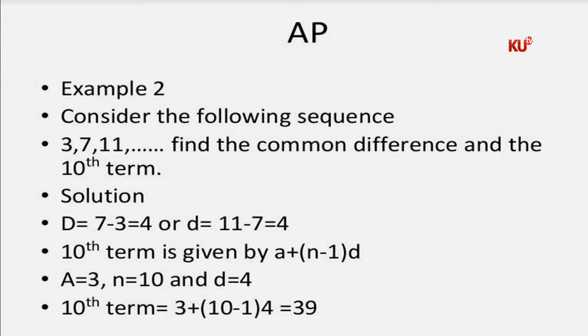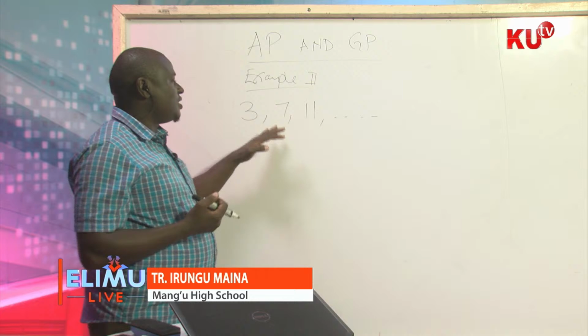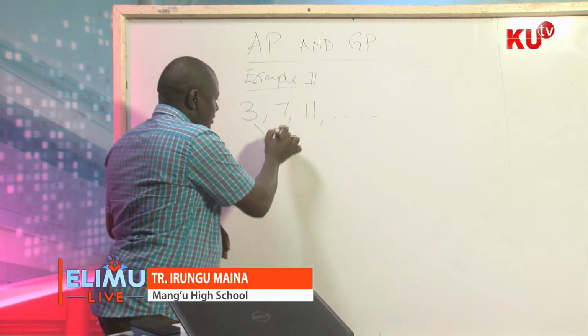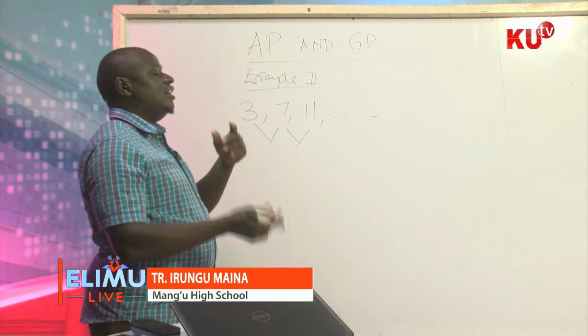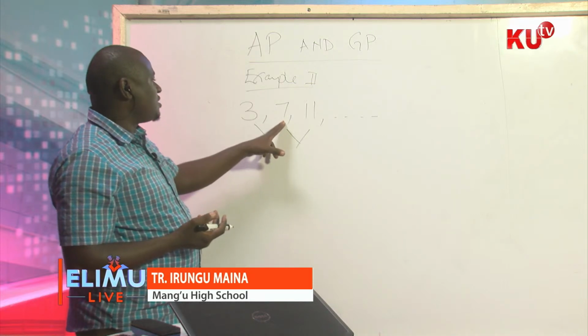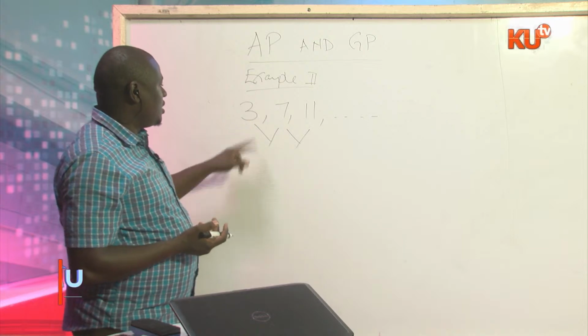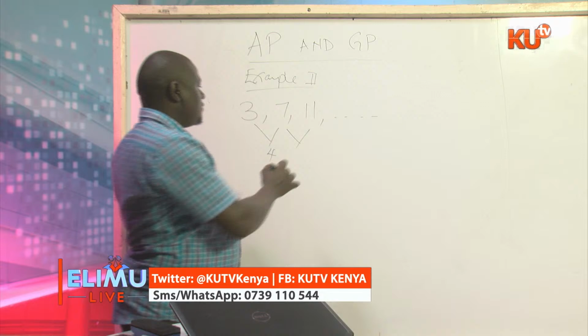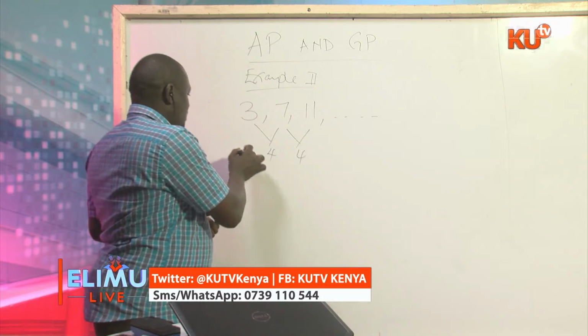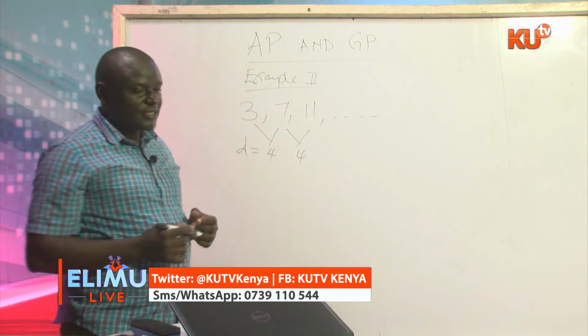What do you look at to be able to answer that? You first of all test the differences, see whether they are common, and you test the ratios and see whether they are common. In this case, 7 minus 3 gives you 4. 11 minus 7 gives you 4. So to me, this is a d, a common difference.